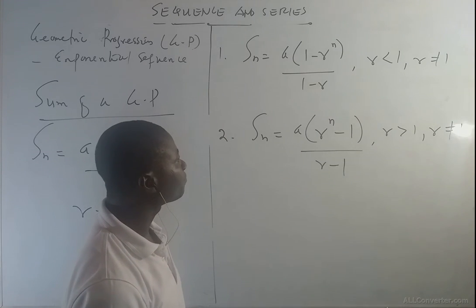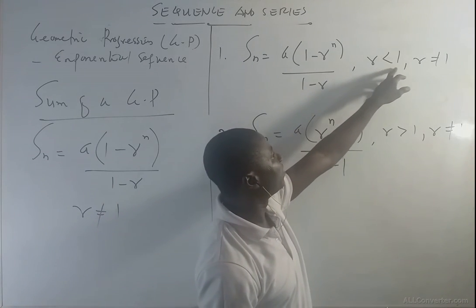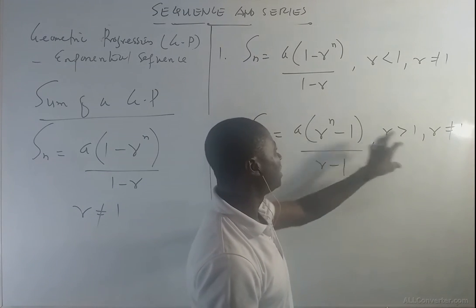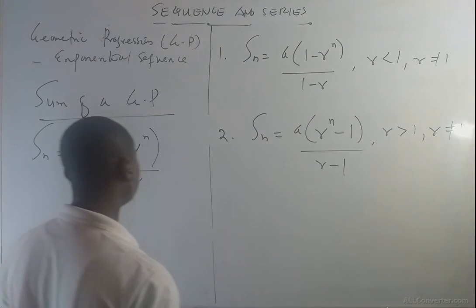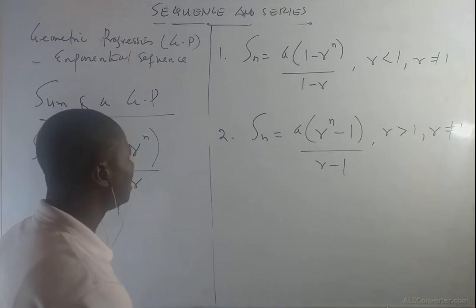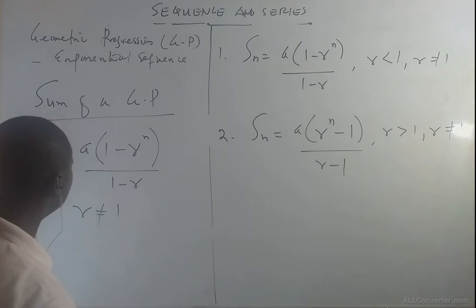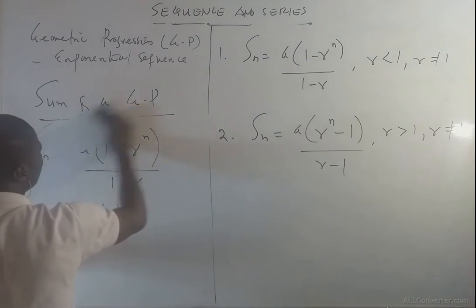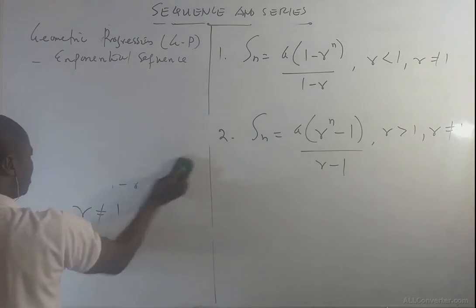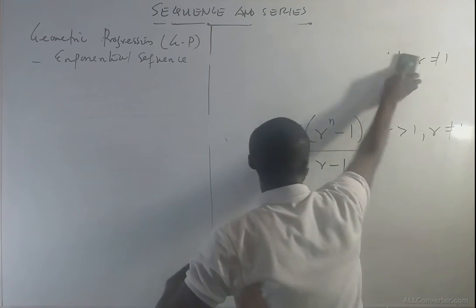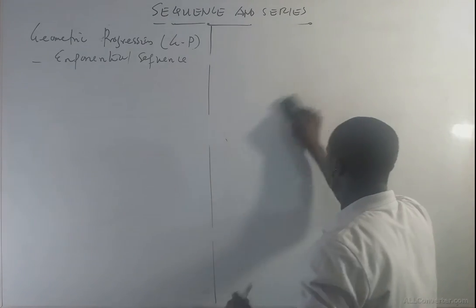And therefore, if the common ratio is less than 1, then you use this formula. If the common ratio is greater than 1, then you use this formula. So in general, that's the formula for finding the sum of an exponential sequence, or a GP. Now we are going to take a question and see how best we can use the formula to solve such a problem.